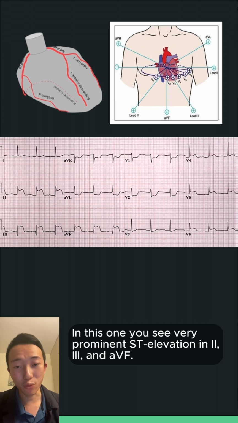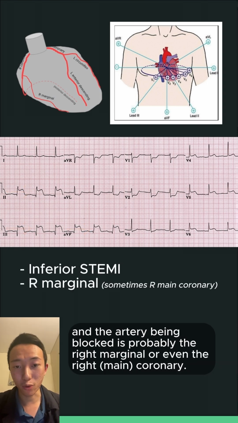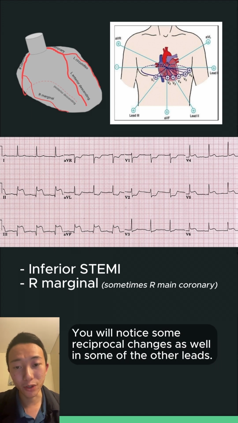Now in this one, you see very prominent ST elevation in 2, 3, and AVF. So this is definitely an inferior MI, and the artery being blocked is probably the right marginal or even the right coronary. You will notice some reciprocal changes as well in some of the other leads.